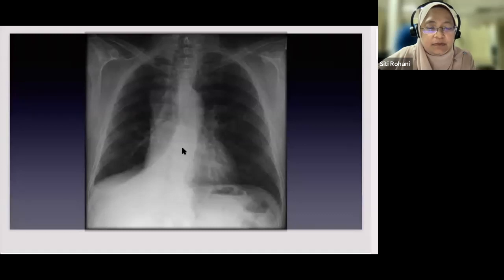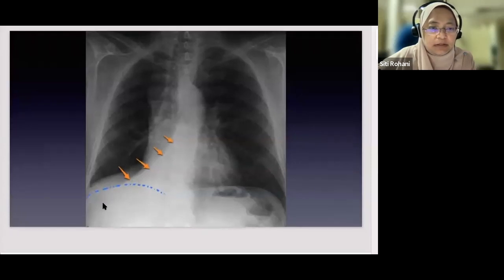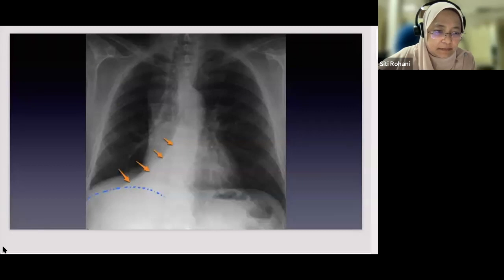The mediastinum is also shifted together with the trachea. The mediastinum is also shifted slightly to the right, and there is elevation of the hemidiaphragm. So this is complete right lower lobe collapse. This is the outline of the lungs, the collapsed lung on the left lower lobe, right lower lobe, and that is the right hemidiaphragmatic line, which is obscured by the collapse.